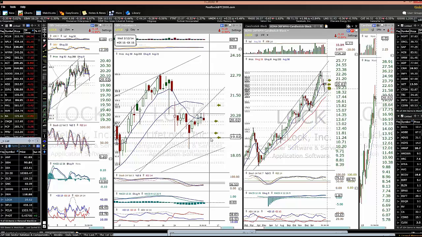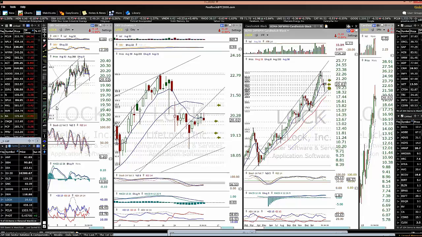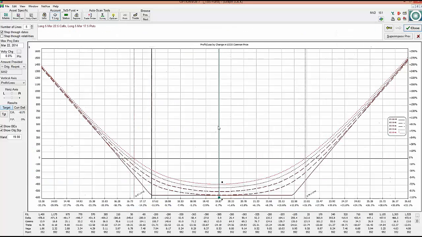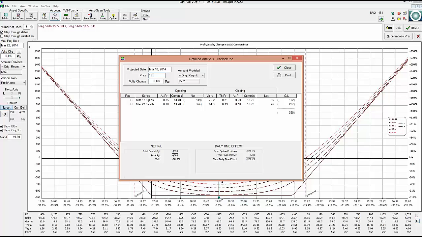So let's see if Lifelock was to break through this channel over here to the downside. If we were to get down to about 19.30, which is about right here, the option trade would look like this. And if that was to happen today, we'd only have a $62 loss on the 1750 puts. Now these puts I put on quite a long time ago, right before earnings. And notice, of course, the 2250 calls that I bought for 70 cents would not be worth as much.